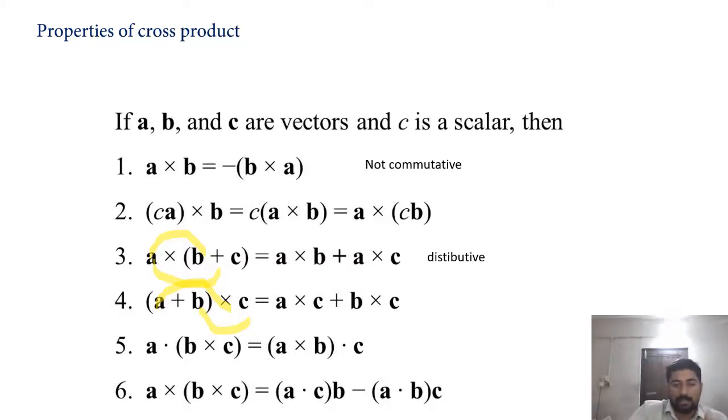If it is a mixture of dot product and cross product, A dot B cross C, that means you can rearrange the dot product and cross product, so A cross B will come in the bracket dot C. This is also correct. Then the cross product of three vectors, A cross B cross C, is the same as A dot C into B minus A dot B into C.